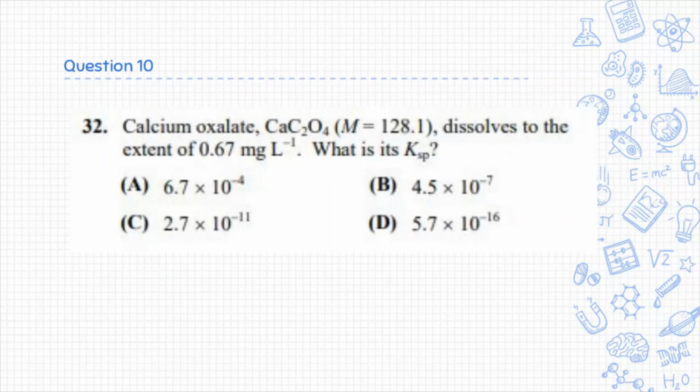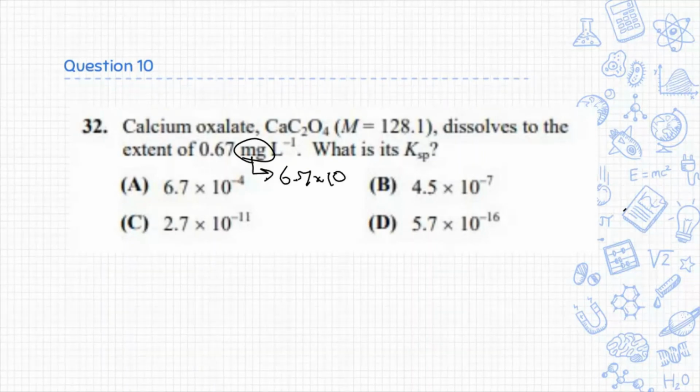Basically, as we can see, it seems like our answer choices are a bit divided. So the first thing we want to do is, well, it's given in milligrams, and nobody really likes milligrams, so I would convert this into grams, which is 6.7 times 10 to the negative 4 grams per liter. Now, we know that when we use Ksp, we often use moles per liter, not grams per liter. So what we want to do is convert this into moles per liter.